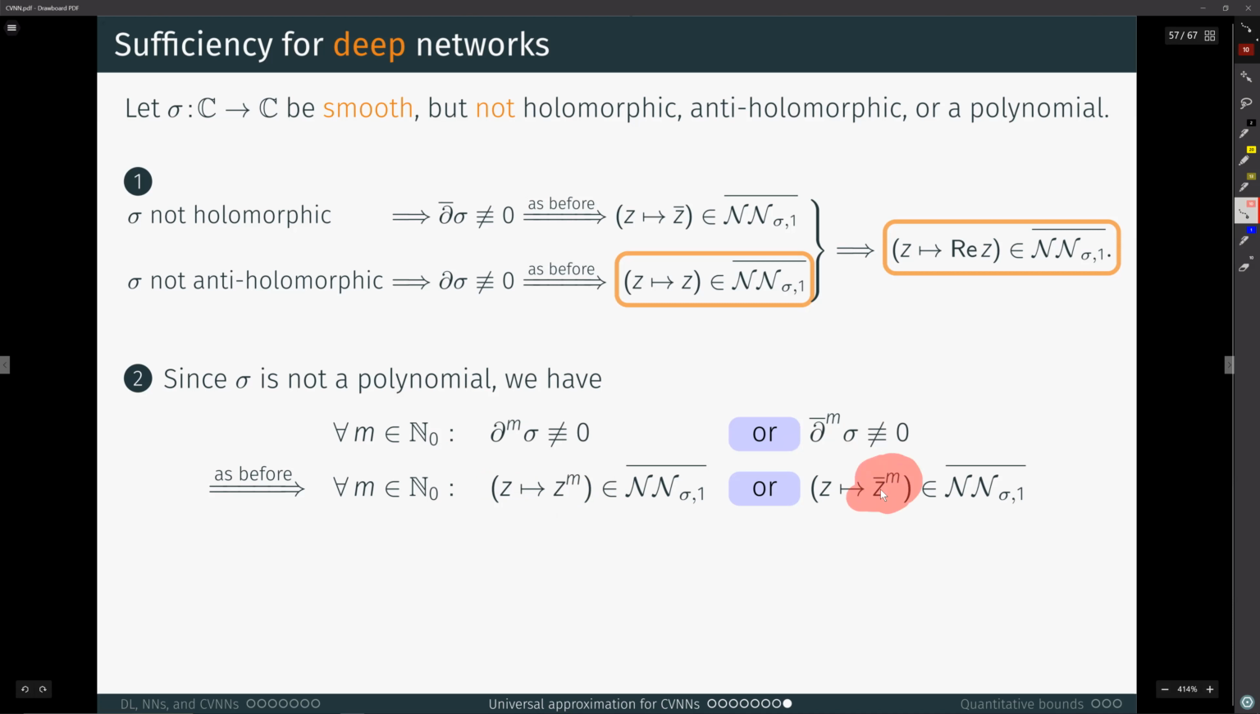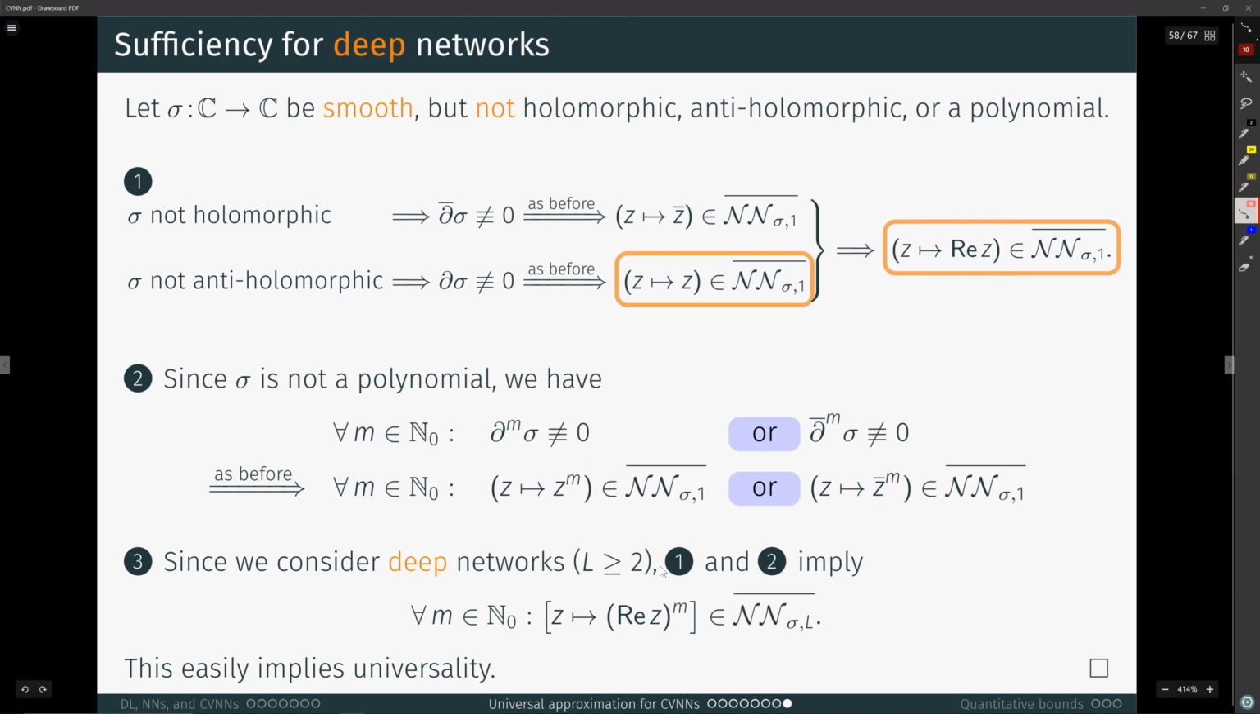All using shallow networks. And now the idea is we just put the two together because we have deep networks, right? In a deep network, you can use one shallow network and then another put behind each other. And since this here is a real function, we don't really care if we have z to the m or z bar to the m, right? So this means by composing the two, because we have at least two hidden layers, we can approximate the real part of z to the m for arbitrary m. And then you easily get universality from this.